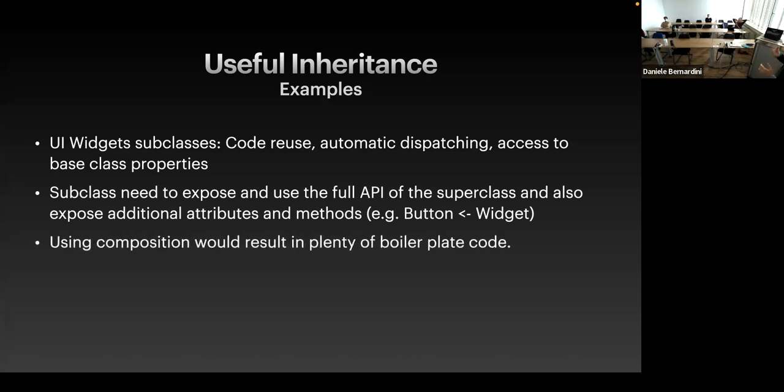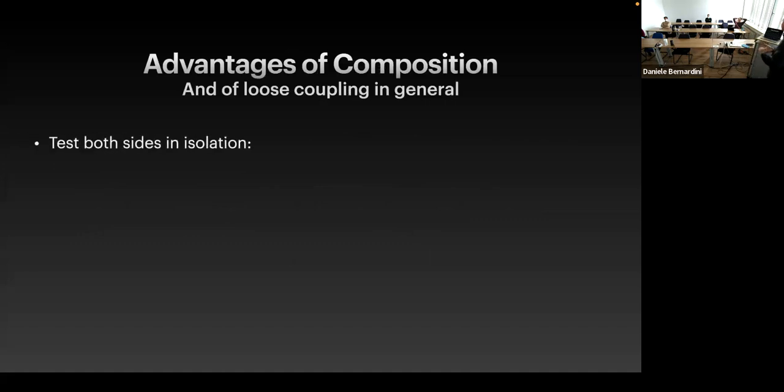And then again, if you think about how you would implement this with composition, and you end up having to generate like 3 or 4 more files, it's probably a good case to say, okay, I'm going to stick to inheritance because this is not a problem for composition. Advantage of composition. Well, test both sides. This is a big one.